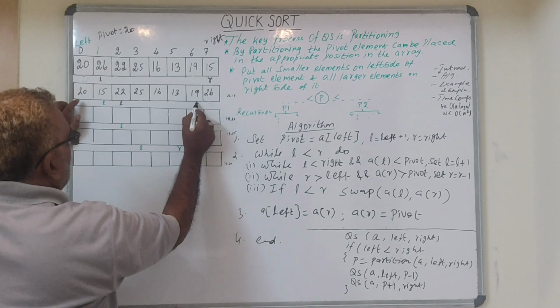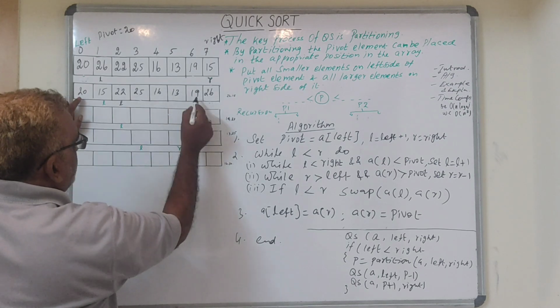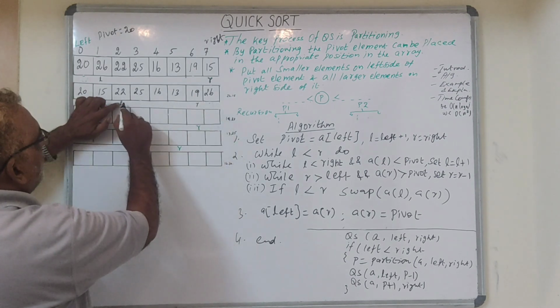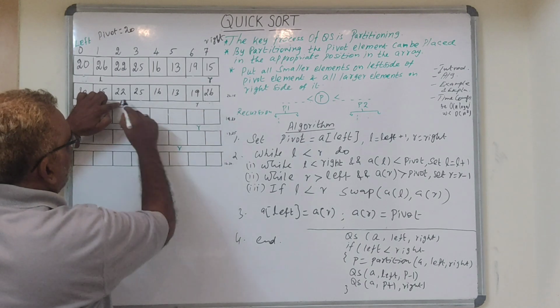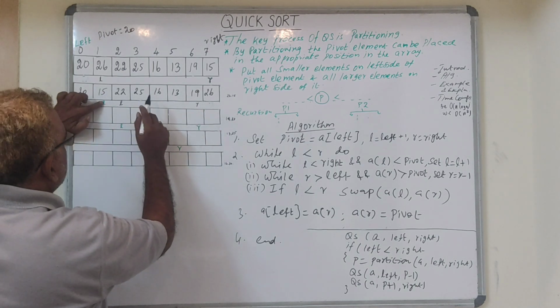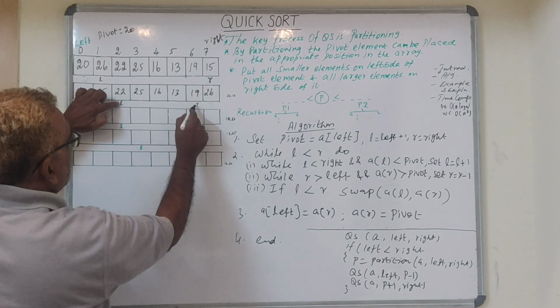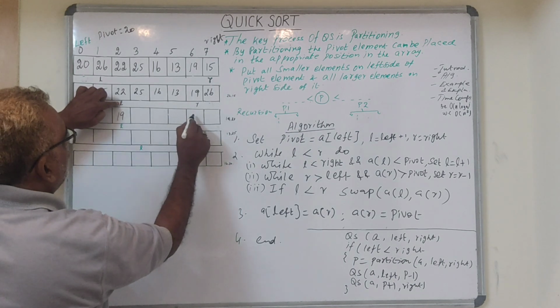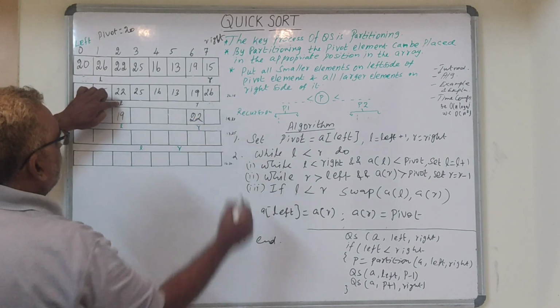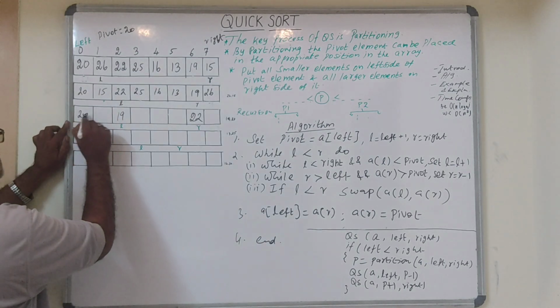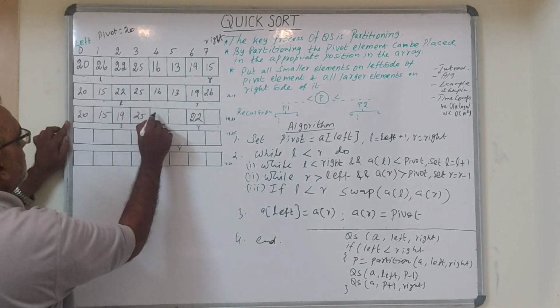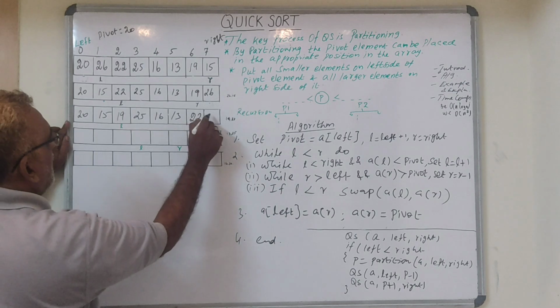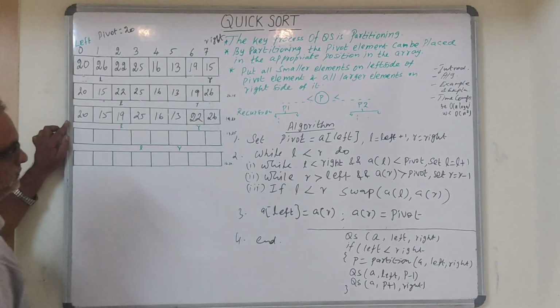Okay. So now 19 is lesser than 20. So what you have to do? You have to swap these two values. This is A of L and this is A of R. Swap these values. 19 will come here, 22 will go there. Remaining all other values are the same. This is 15, this is 25, this is 16, this is 13 and this is 26.